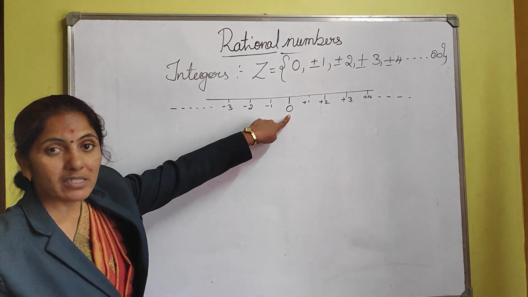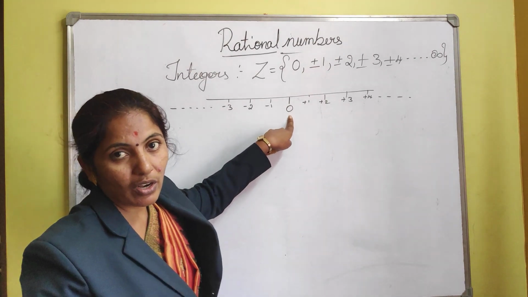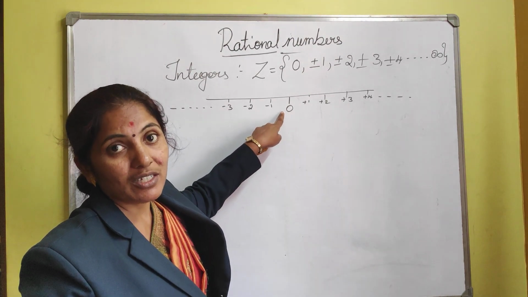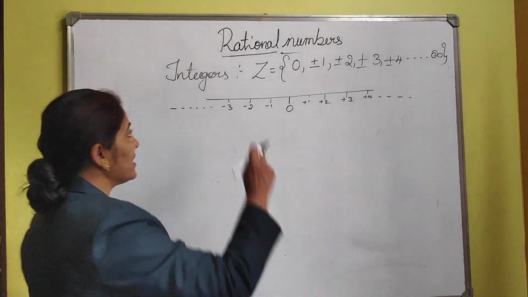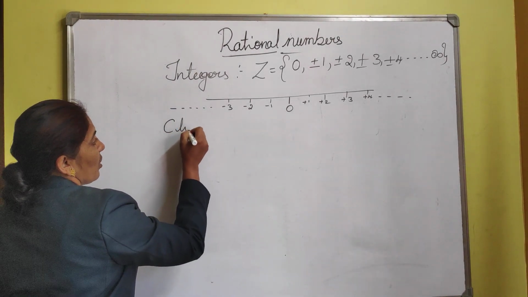Keep in your mind, 0 is neither a negative number nor a positive number. It is a neutral number. Now, let us check the closure property.